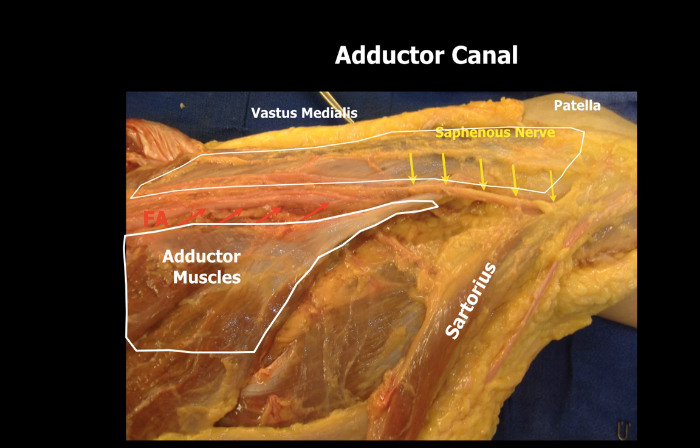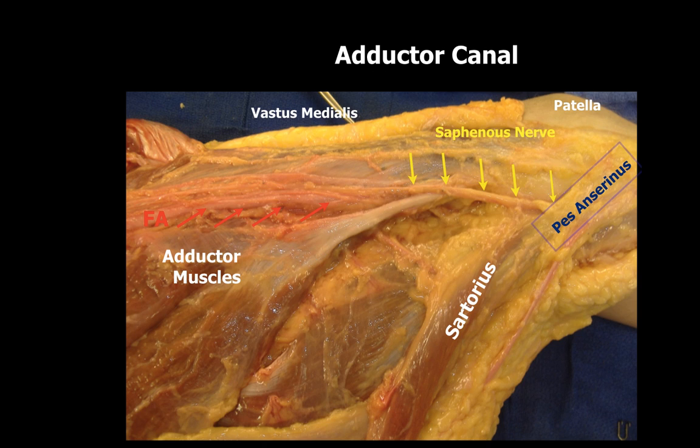After crossing this tendon, the saphenous nerve travels between the sartorius, which is reflected in this view, and the vastus medialis muscles before passing deep to the pes anserinus. The pes anserinus is a confluence of tendons from the gracilis, sartorius, and semitendinosus muscles that attach to the medial aspect of the proximal tibia.